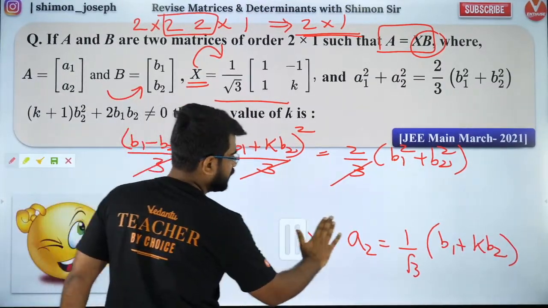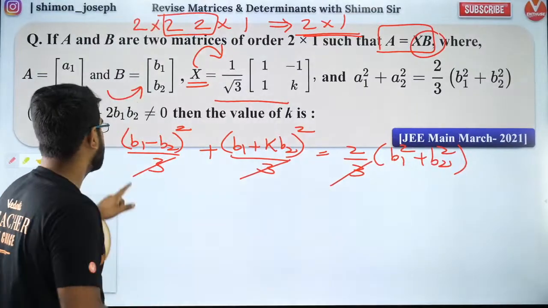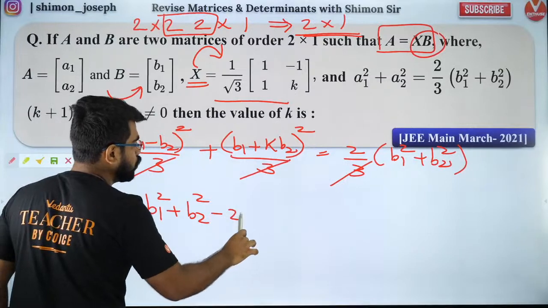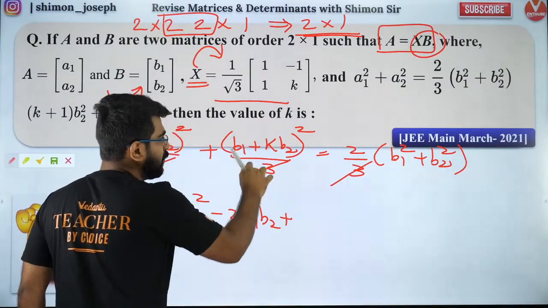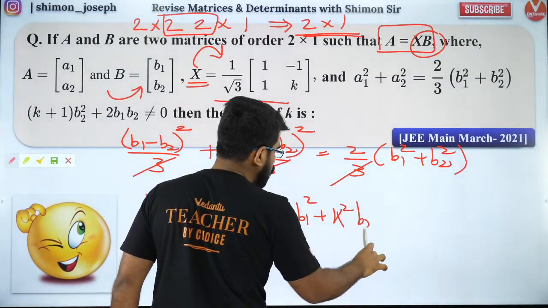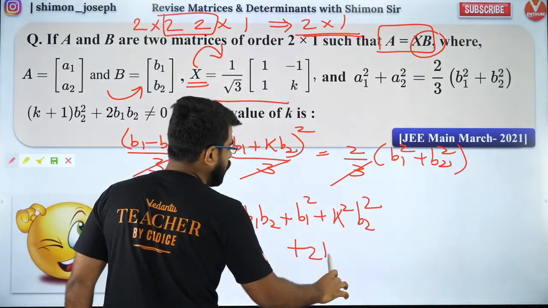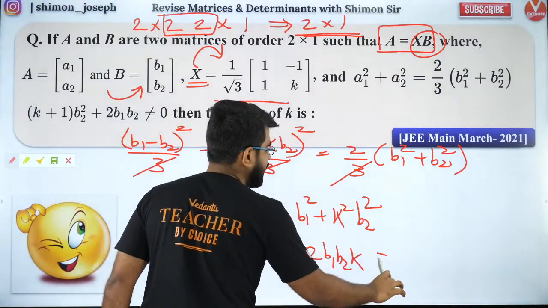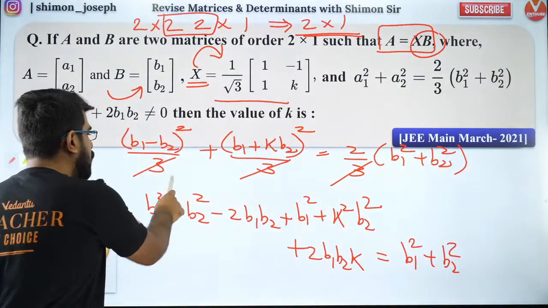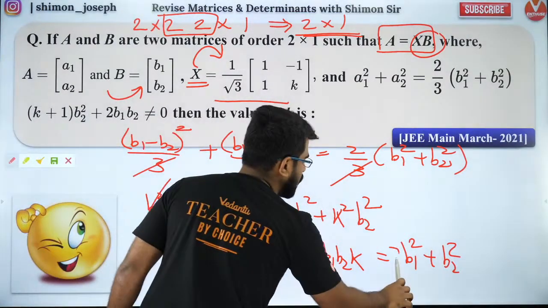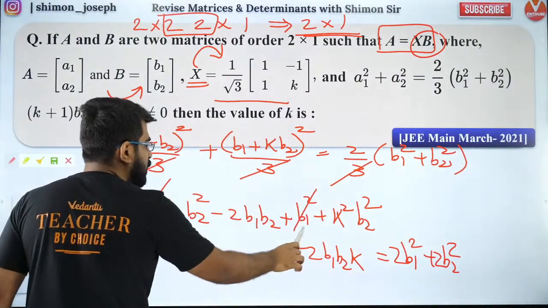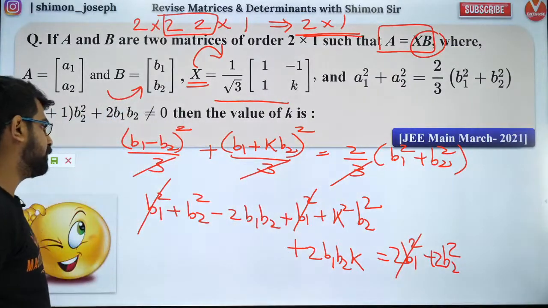Now, I hope this step is done. Let's move forward. Let's square it. If I square it, what will I get? B1 square plus B2 square minus 2 B1 B2. Then what will I have? If I square this, again I'll get B1 square plus K square B2 square plus 2 B1 B2 K, is equal to B1 square plus B2 square. Now I can cancel out B1 square. So 2 B1 square plus 2 B2 square, right? Because 2 is here. So I can cancel out B1 square, B1 square, B1 square twice.